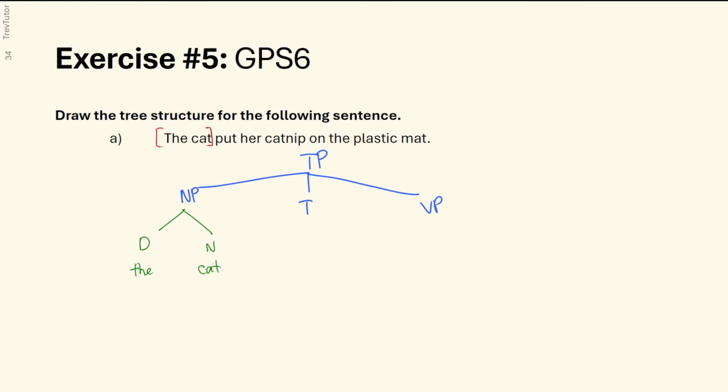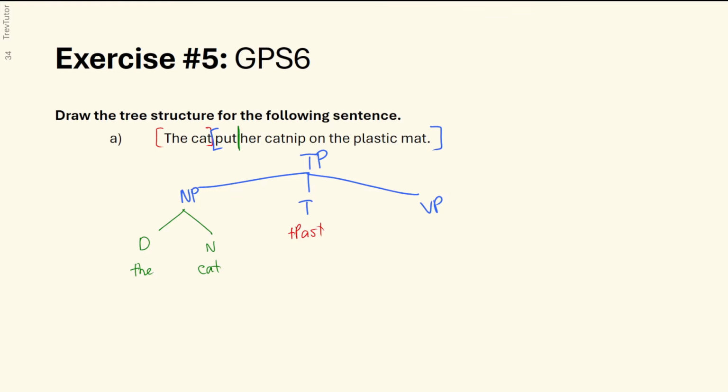If it were present tense, it would be the cat puts her catnip on the plastic mat. So we know this is past. So we'll signal that as plus past, which means for our verb phrase, well, we have the predicate put her catnip on the plastic mat. So we need to break this up into verb and then objects or locations or indirect objects.